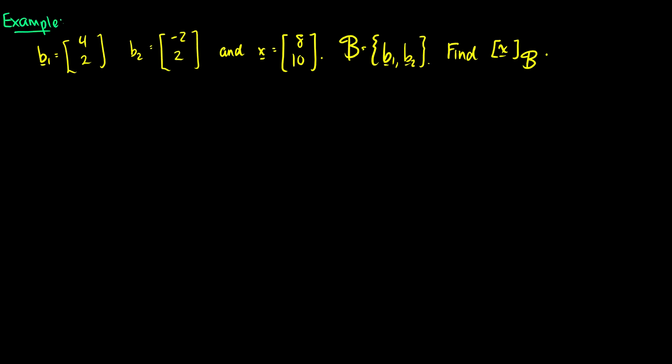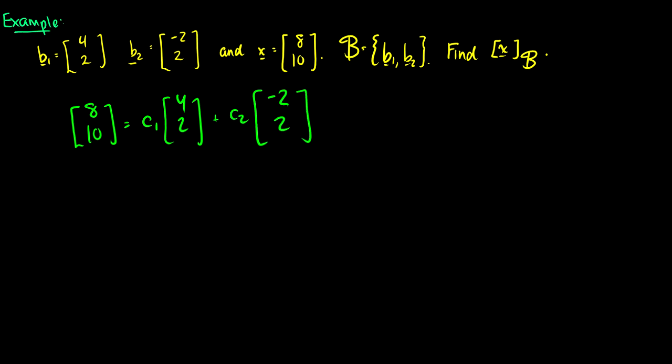Okay, next example. We have x, we have b1 and b2, but what we don't have is x relative to b. So let's write this the same as we did before. We have x equal to c1b1 plus c2b2. So this is going to look like 8, 10 equal to c1 times 4, 2 plus c2 times negative 2, 2. Okay, so what are we looking for? c1 and c2. We know how to do this. We just need to solve an augmented matrix. So let's augment this: 4, 2, negative 2, 2, and 8, 10.